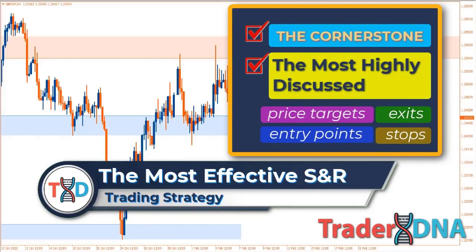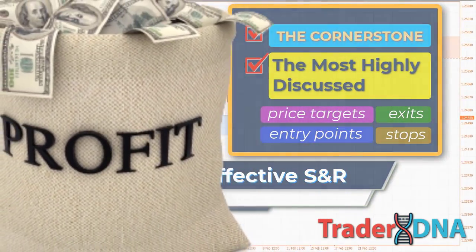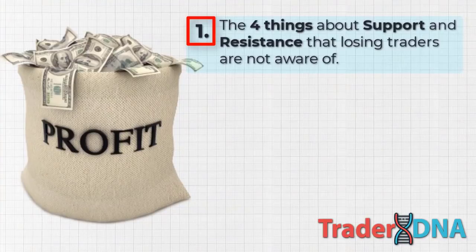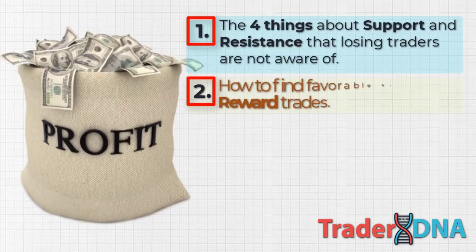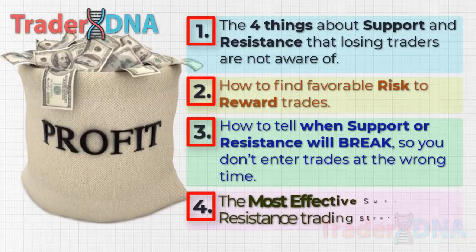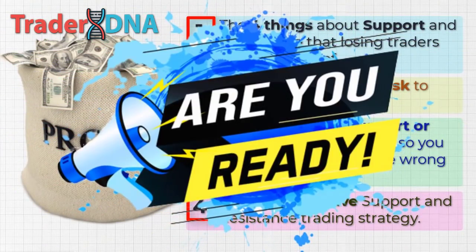So in this video, you'll learn everything you want to know about support and resistance trading strategy that lets you profit from losing traders. Specifically, here's what you'll learn. First, the 4 things about support and resistance that losing traders are not aware of. Second, how to find favorable risk to reward trades. Third, how to tell when support or resistance will break so you don't enter trades at the wrong time. Fourth, the most effective support and resistance trading strategy that lets you profit from losing traders. Are you ready? Then let's get started.